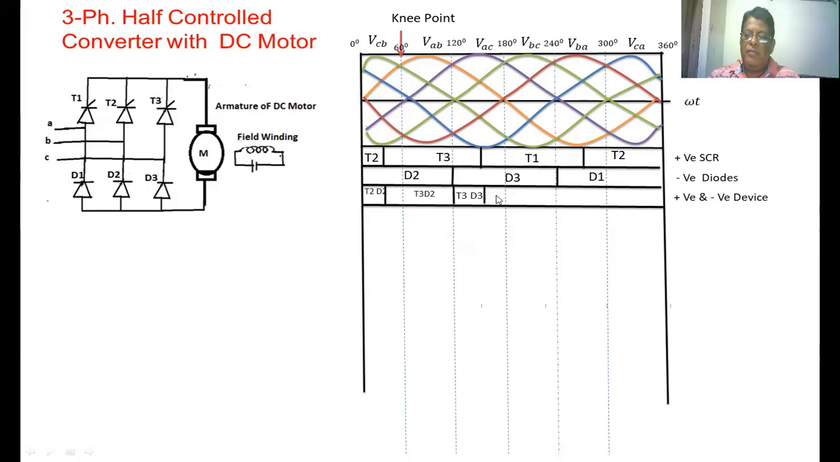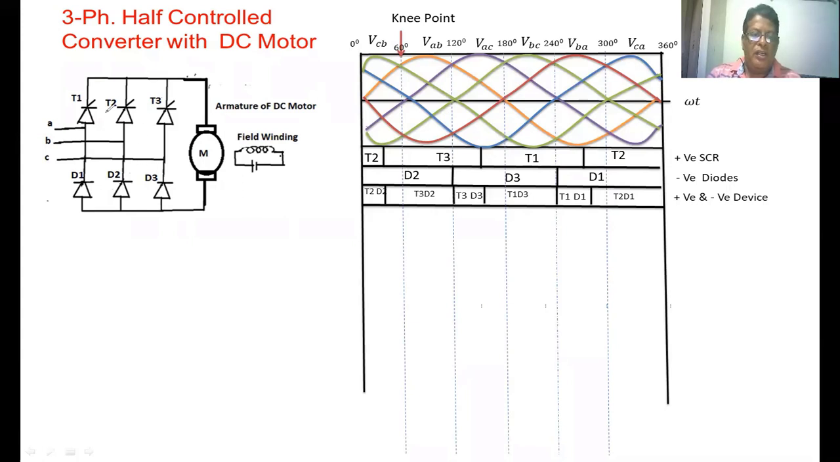Here, from this point to this point, T1 D3 is conducting. Again in this duration, T1 D1 is conducting. Again from this point to this point, T2 D1 is conducting. Try to observe here: on the same leg, when two devices are conducting, it simply makes a short across the load.